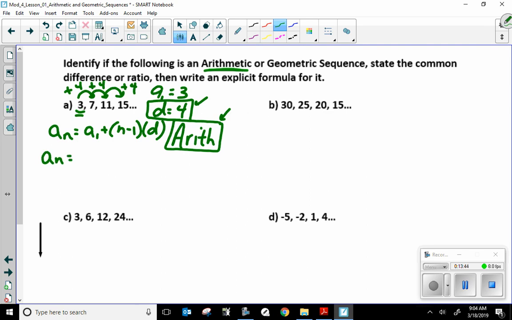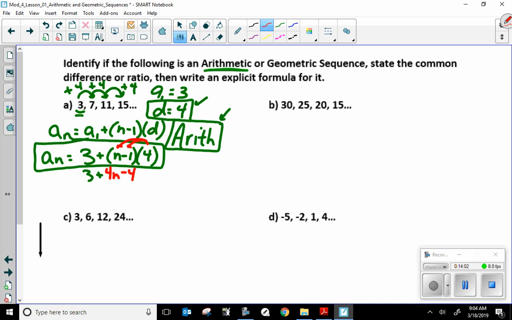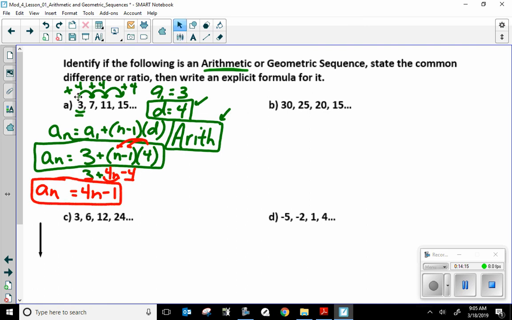So a sub n equals my first term plus n minus 1 times my common difference. Now, if I want this simplified, which maybe you should get in the habit of doing, that would be 3 plus, I distribute my 4, 4n minus 4, which ultimately equals 4n, and I've got 3 minus 4, minus 1. So what I have here in red is a simplified version of my equation. What I have in green is the equation. It's the explicit formula or equation.